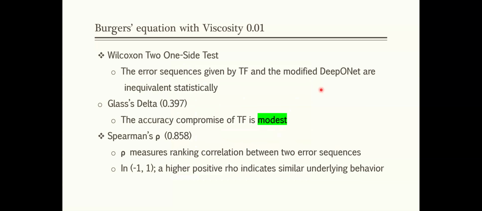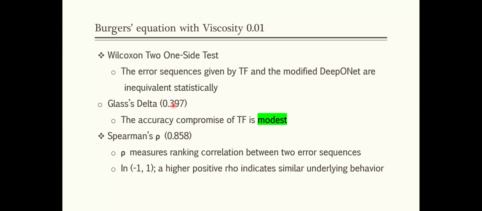Again, we use the Wilcoxon test, and we found that the two error sequences are not statistically equivalent, as shown in the violin plot. In this case, the variant TF has a compromise on accuracy. In order to check how big this compromise is, we use a statistic called Glass's delta. This value is 0.397, which indicates a modest compromise in predictive accuracy.